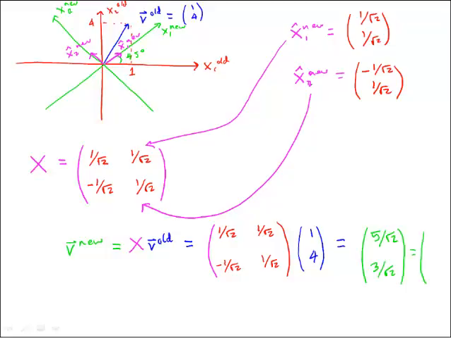And that equals about 3.5 and 2.1. So in our new coordinate frame, we go over 3.5 and up 2.1. And that's all she wrote.